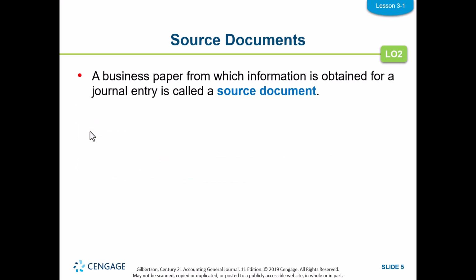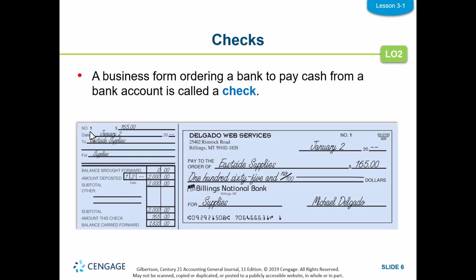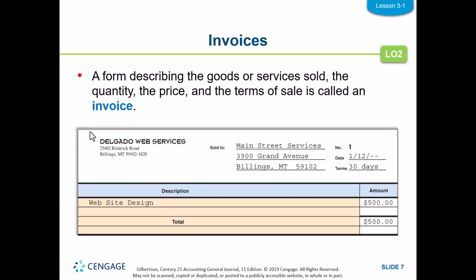So one of those source documents is a check. And so obviously we would write the check, we would give part of that out, but on the left hand side, that check stub would always stay with us. And we record the same information on that check stub that we would on that check that we were presenting to somebody for payment. So that if we ever need to go back and reference check number 1, we know we wrote it for $165 to East Side Supplies on January the 2nd and what the purpose was. It says that a business form ordering a bank to pay cash from a bank account is called a check.